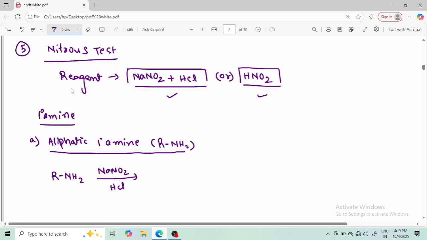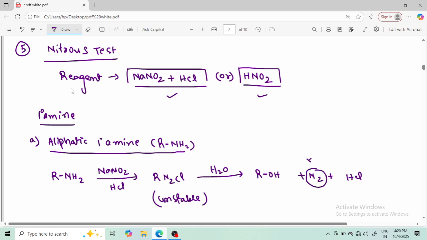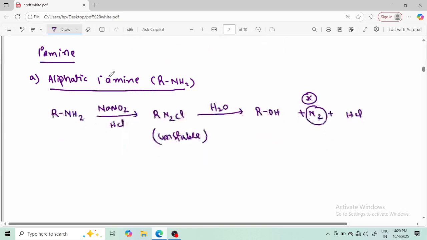So let me write NaNO2 HCl. If you write HNO2 also, it is correct. It will produce RN2Cl, and this one is highly unstable. Immediately, in the presence of water, it will change to alcohol. And this is important: it will produce N2 and then HCl. This N2 gas is important, they have asked questions on that. So always remember the final product for aliphatic primary amine, when it undergoes nitrous acid reaction, is alcohol. Clear or not?